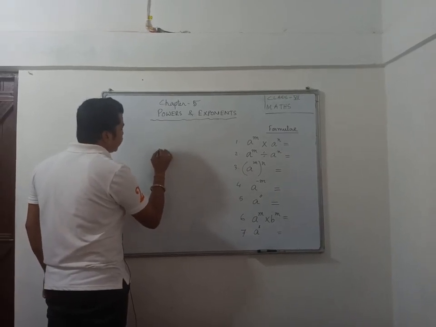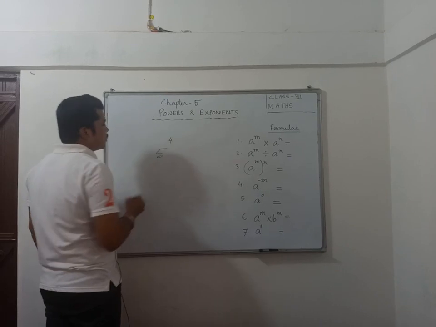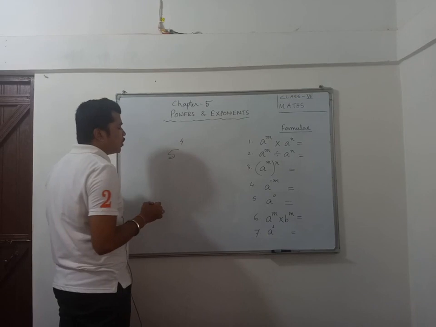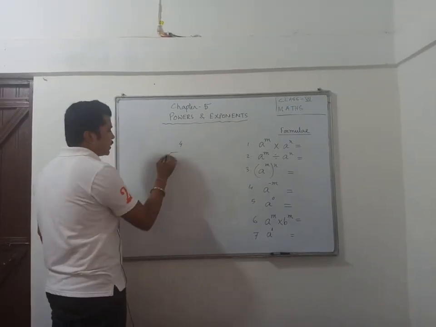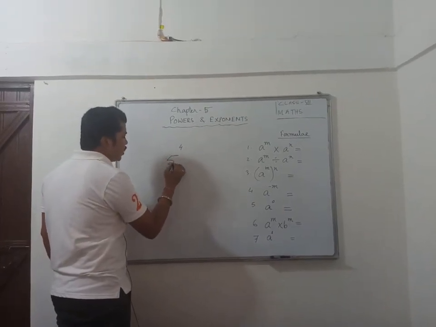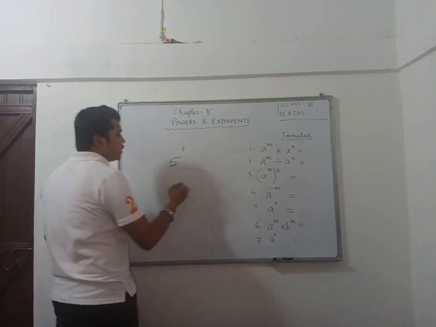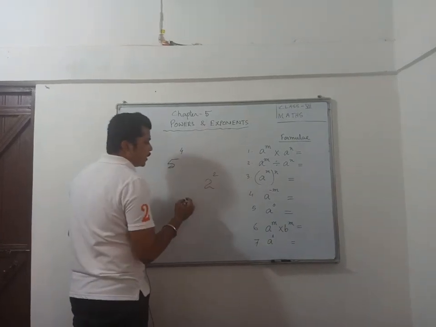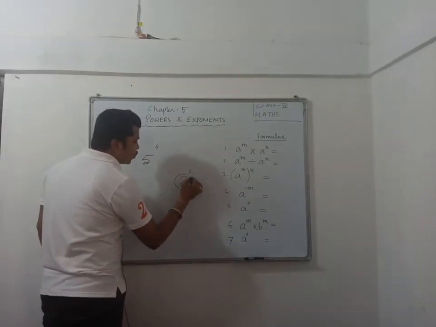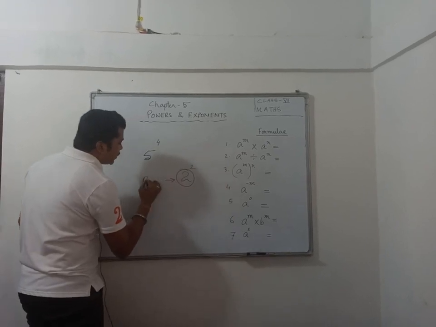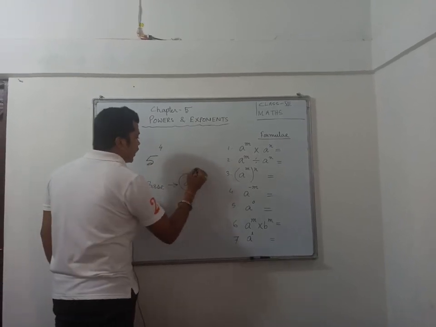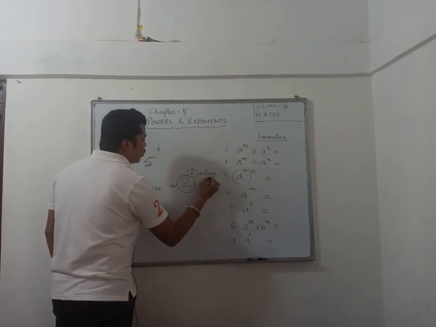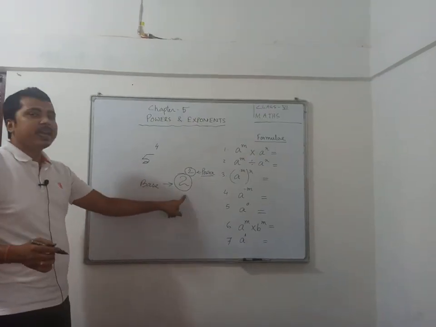Suppose, as for example, 5 to the power 4. Here, if we write any number in this way, small number in upper side, it is called exponent or power, and this number is called base. Suppose the number is 2 square, we write 2 square in this way. Now this 2 is called base, B-A-S-E, and this small number is called power or exponent. Either it is called power or exponent.